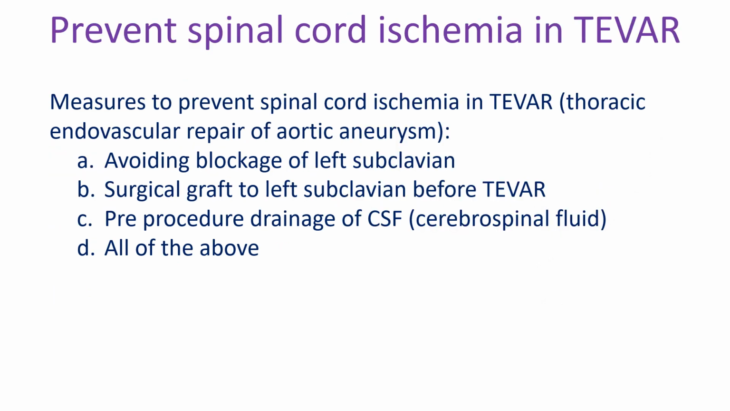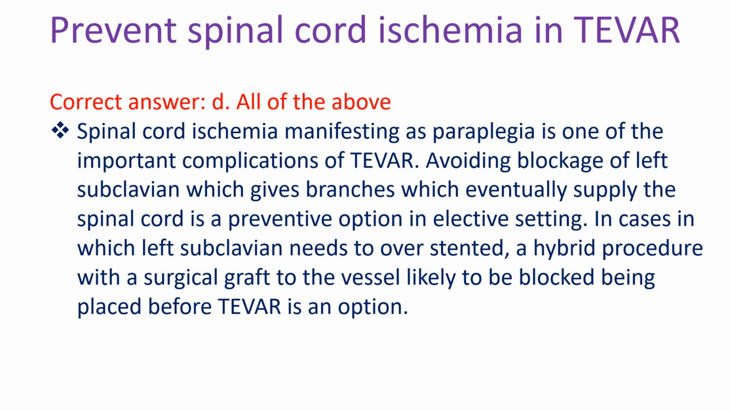Measures to prevent spinal cord ischemia in thoracic endovascular repair of aortic aneurysm. A. Avoiding blockage of left subclavian. B. Surgical graft to left subclavian before TEVAR. C. Pre-procedure drainage of CSF. D. All of the above. Correct answer D. All of the above.